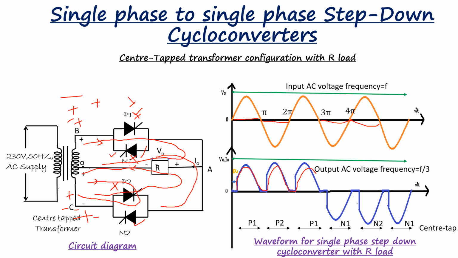Three positive half cycles are output by SCR P1 and P2, and three negative half cycles of the input AC are combined to produce one negative half cycle at the output by SCR N1 and N2. So it clearly indicates that the input frequency of 50 Hz, whatever we are supplying here, is reduced to 1/3 at the output across the load.